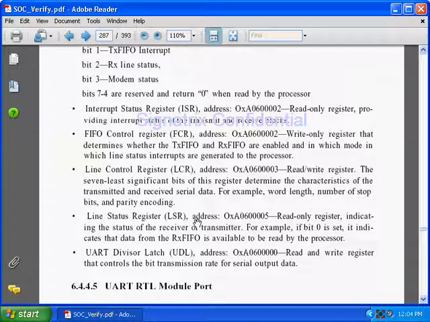Then the line status register is there. This is a read only register that indicates the status of the receiver or transmitter. It indicates the status of the core. If bit 0 is set, it indicates that data from the RX FIFO is available to read by the processor. For example, if the LSB is 1, then data is available in the RX FIFO and the processor can read that data. This is one example of the line status register.